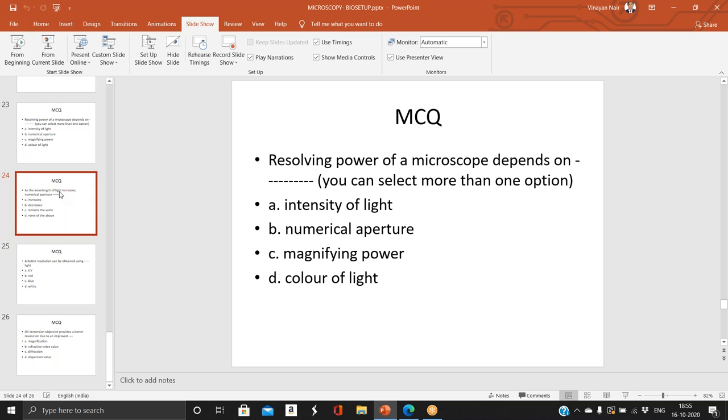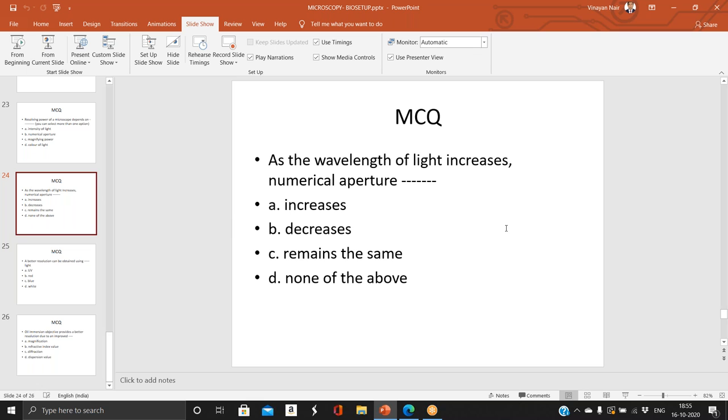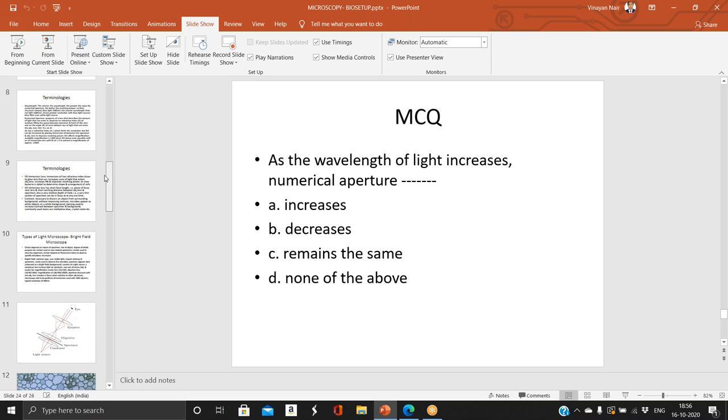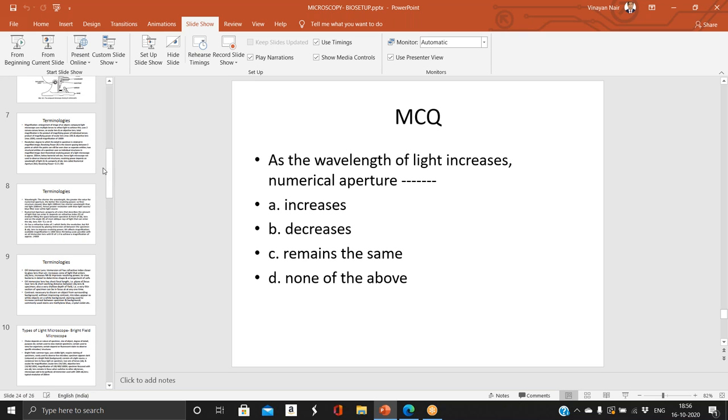This is the third question, another direct question. As the wavelength of light increases, numerical aperture dash. A, increases. B, decreases. C, remains the same. D, none of the above. I need the answer in the comment box. See the keywords there. Just think what happens. What is the relation between wavelength of light and numerical aperture? What is the relation between wavelength of light, numerical aperture, and magnification?